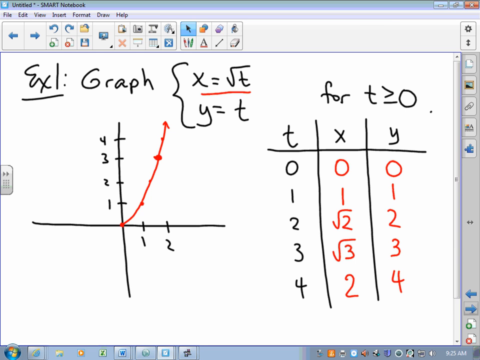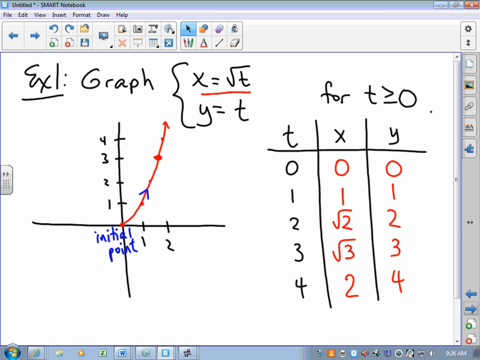Mind you, the parametric curve moves in that direction. If we imagine that t is time and Pete the particle is moving over time, he starts at the origin. The origin is called the initial point. There is no terminal point because t is allowed to grow forever.